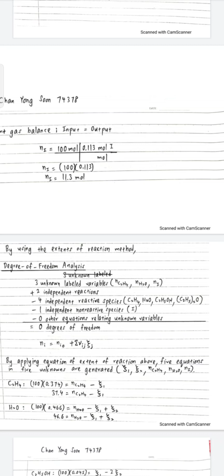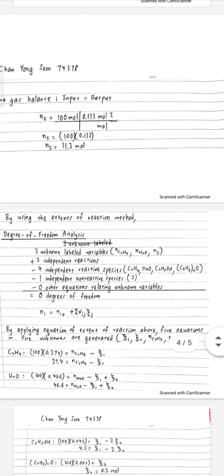There are two independent reactions, 4 independent reactive species that involve ethylene, water, ethanol, and diethyl ether, and 1 independent non-reactive species that involve inert gas. And no other equations relating unknown variables can be made. And after that, this results in no degrees of freedom after subtracting 4 independent reactive species and 1 independent non-reactive species from the addition of 3 unknown labeled variables and 2 independent reactions. These unknown labeled variables thus can be solved.